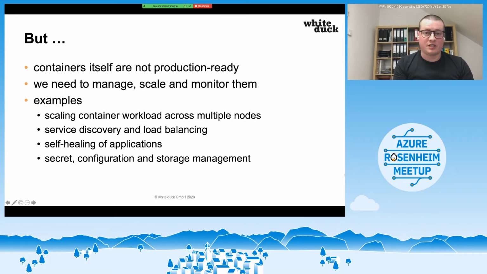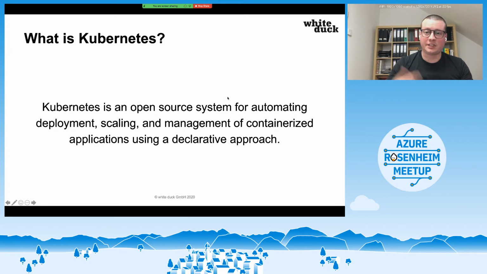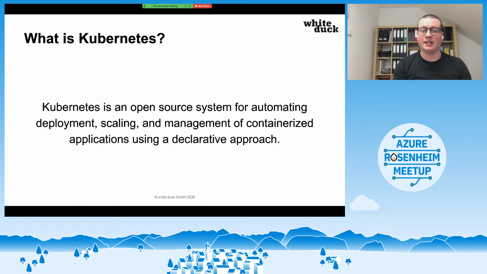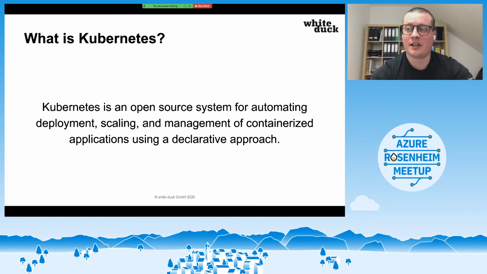Okay, so let's continue. What tool can help us run containers in production? So, of course, Kubernetes. It's part of my title and my talk, so yeah, it's basically about Kubernetes. And what is Kubernetes? Kubernetes is an open source tool which helps you to automate, scale, and manage your container workload, and it does so with a declarative approach.